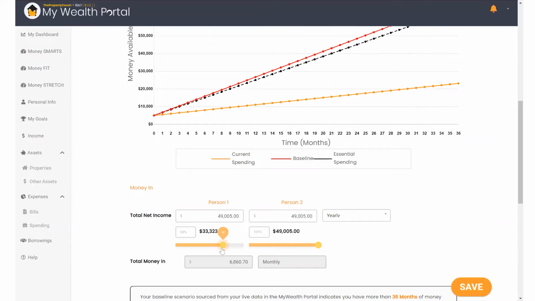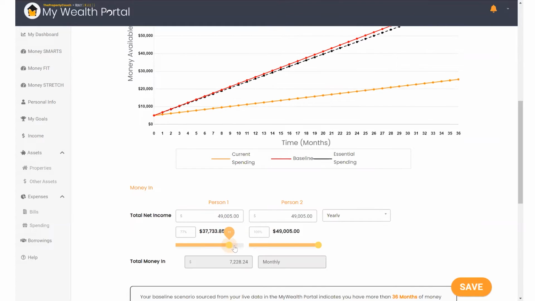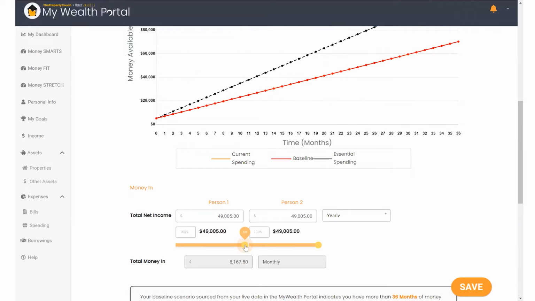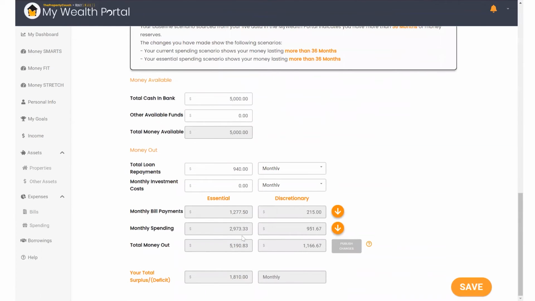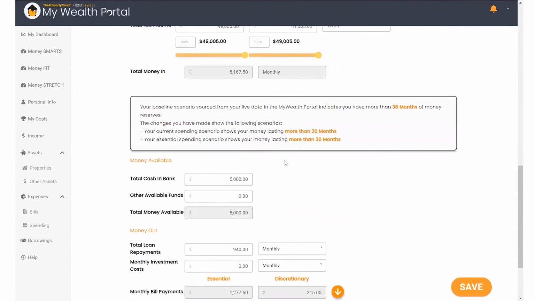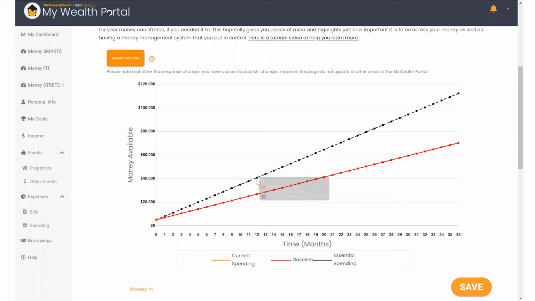So I'm going to stop there and just start to explain. I'll reset this back and let's just start to explain what's actually happening. So let's just pick a moment in time. Let's go here in terms of month 10. Now, month 10, what we're looking at is if we only spent our essential spending, meaning that we cut back on current spending and only used the essential amount, which is the $5,100, as opposed to the $1,166 that we've got as discretionary spending, of course, what's going to happen is our money is going to last us longer.